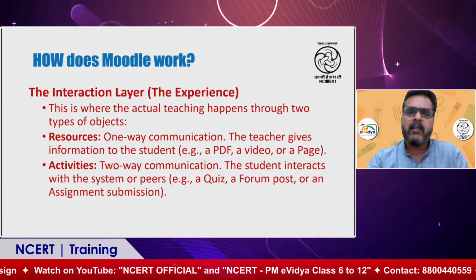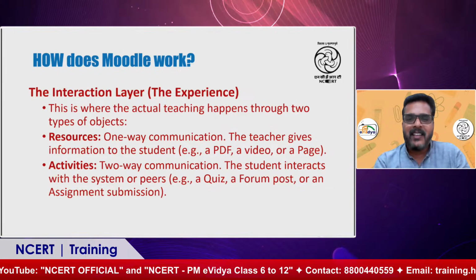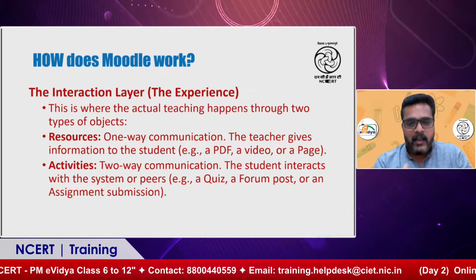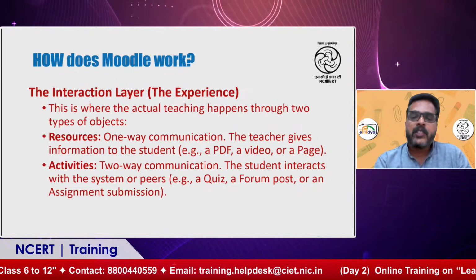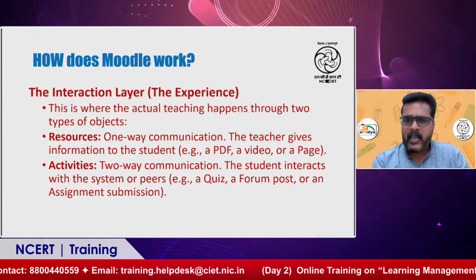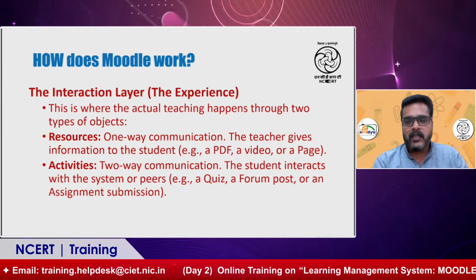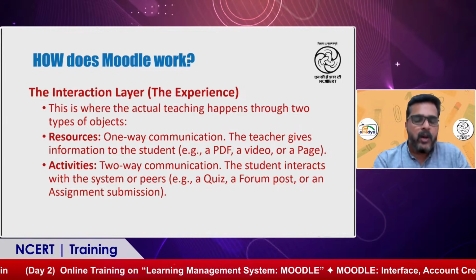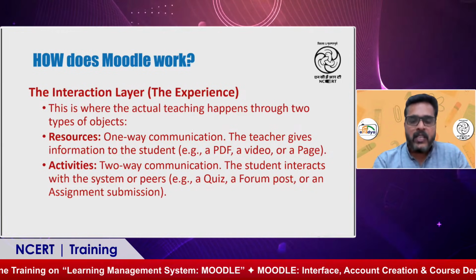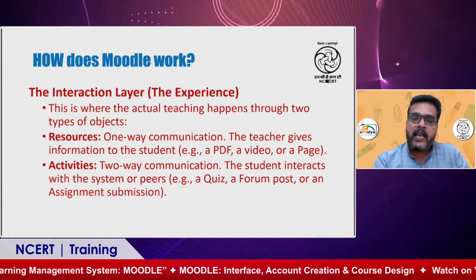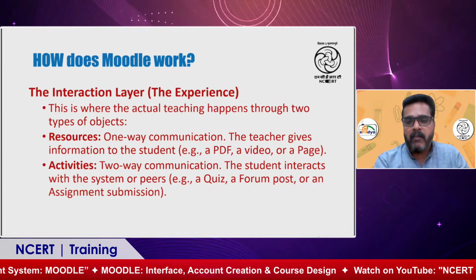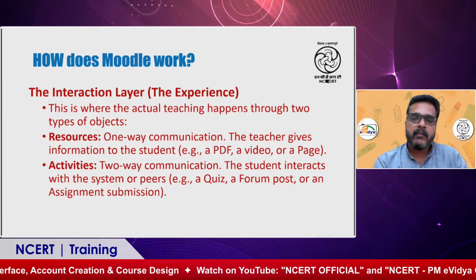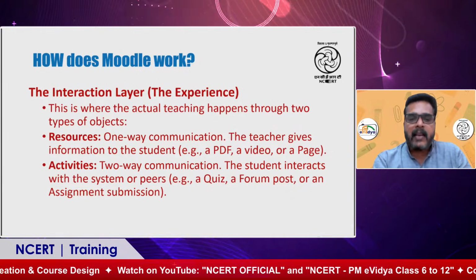And at the interaction level, where the actual teaching happens, there are two types of objects. There are only two types of objects in Moodle. One is resources, a way of sharing your material for one-way communication. The teacher gives information to the students, maybe in terms of a file. It can be a PDF, a video, an audio, a simulation or an animation. Or you can create a page like the web pages you see, an HTML page, in the Moodle platform itself.